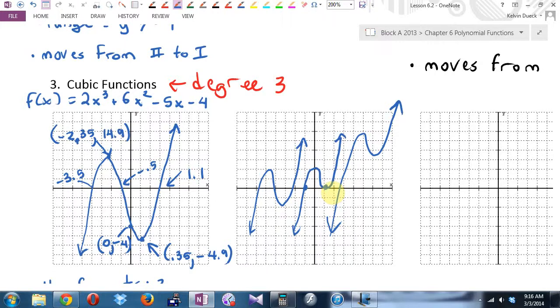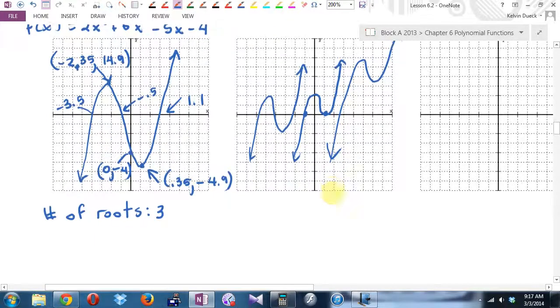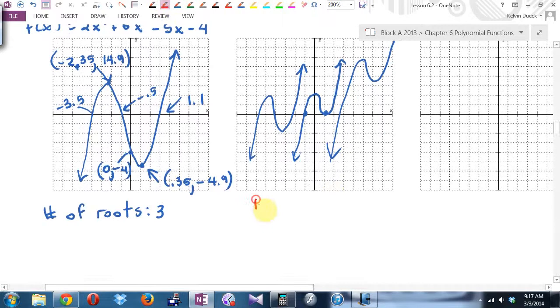That's number of turning points, but it's still got to go through the x-axis somewhere, doesn't it? Because think about this. Any cubic graph starts bottom left and leaves top right, or starts top left and leaves bottom right. You're always going to have 1. In other words, unlike the parabola, 0 is not an option. There's always, for a cubic graph, at least 1 root. So let's make a little note here. Number of roots, 1, 2, or 3.